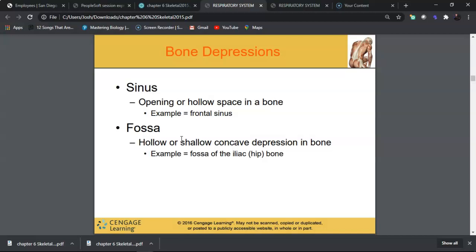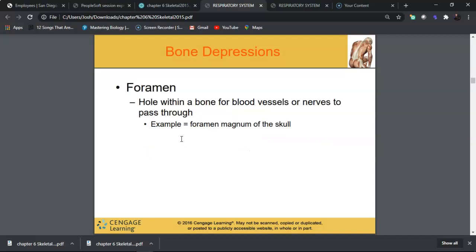And we do have a number of sinuses within the cranium or within the facial structure, and we'll talk about those in a little bit. And then we have something called a fossa, which is a hollow or shallow concave depression in the bone. And an example of that is the iliac crest of the hip bone, okay, or the iliac fossa. That's also called the crest. Then we have large holes within bones for blood vessels or nerves to pass through. An example of the largest one is actually the foramen magnum of the skull, which is actually on the inferior surface of the skull that allows for the spinal cord to run through.